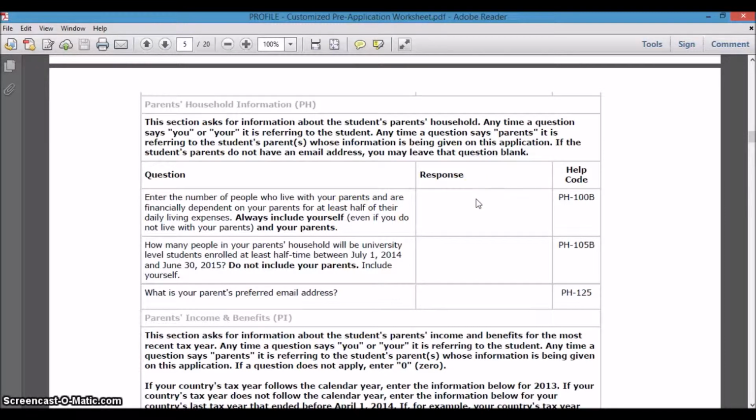So the response here should never be 0. But in most cases where the question doesn't apply to you, or basically the question's answer is 0, you would fill in 0.